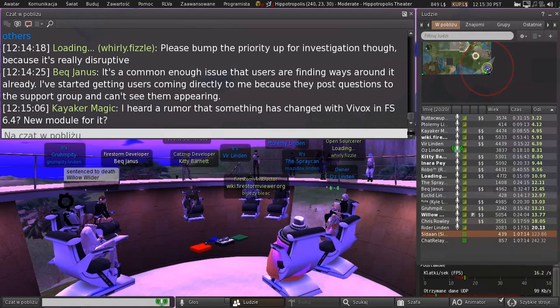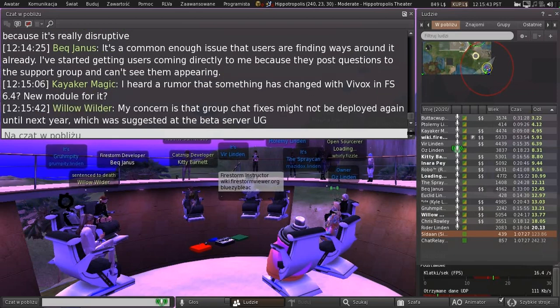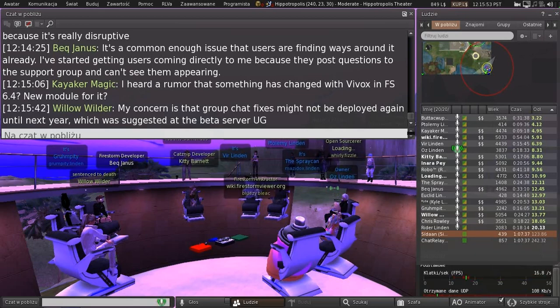I don't know anything about what's changed with Fivox and Firestorm. Fivox told me the other day that they're planning to release a new voice SDK soon, but I'm not sure how quickly we'll get to it. I don't have a date for that yet, and I'm not sure how quickly we'll get that integrated.